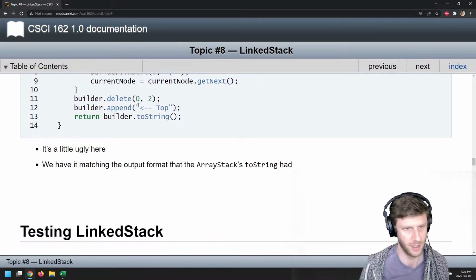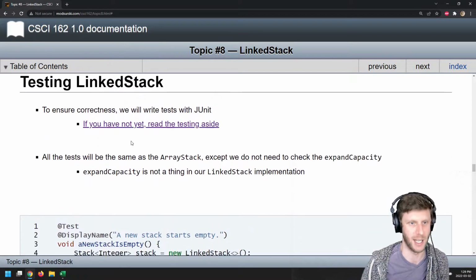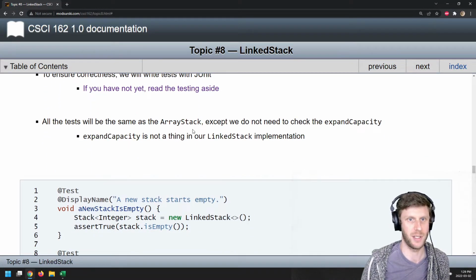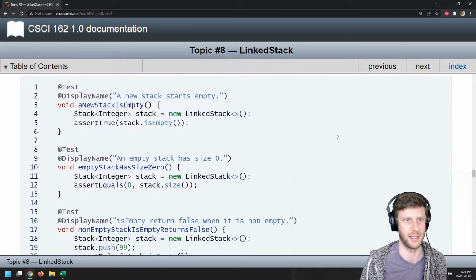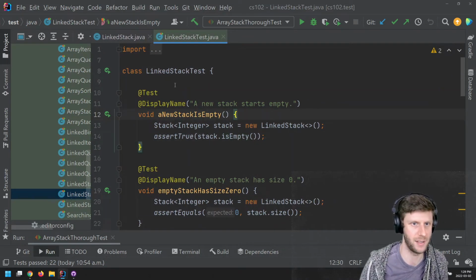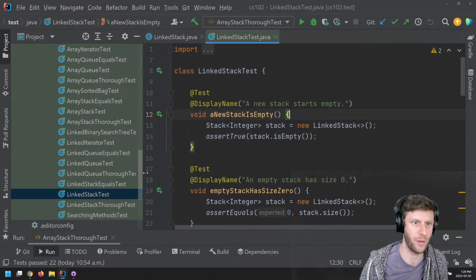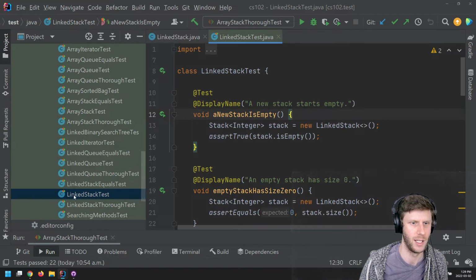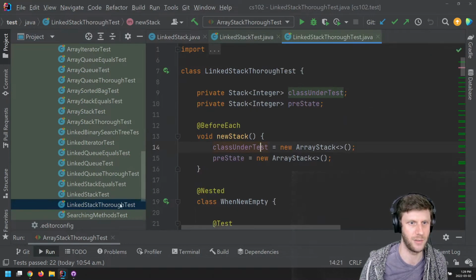But testing the linked stack. Okay, great. Let's test it. There's unit tests. All the tests will be the same as in the ArrayStack, except we don't need to check the expand capacity because it's not a thing in LinkedStack. So let's go and look at each of these unit tests here. There's not a lot. This is a simple version. There is a more thorough version, LinkedStackThoroughTest, if you want to have a look. A little bit more detailed.